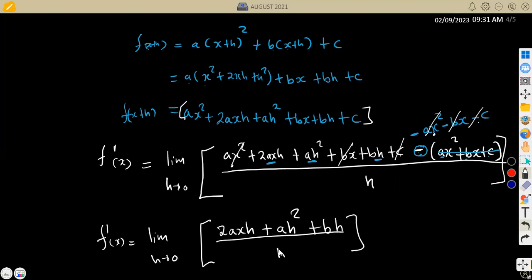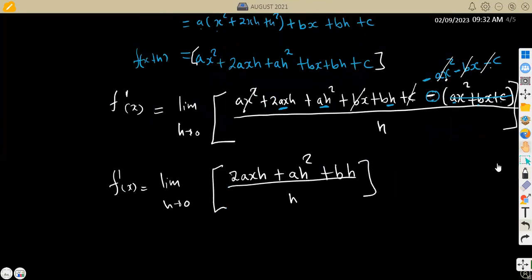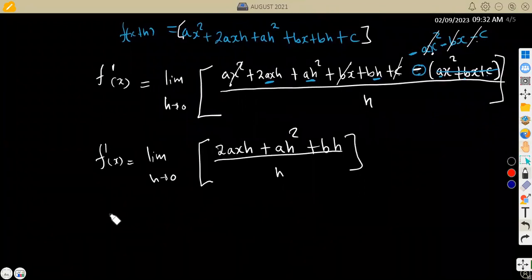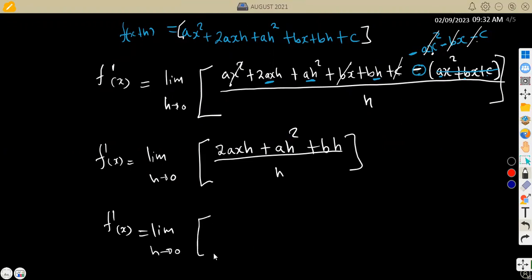So we know that we are supposed to apply the limit of h approaching 0 once we are done with the h in the denominator by cancelling or removing it. So how are we going to do this? We are going to divide each and every term by h, or you can factor out h on the numerator, then you divide. It's one and the same thing.